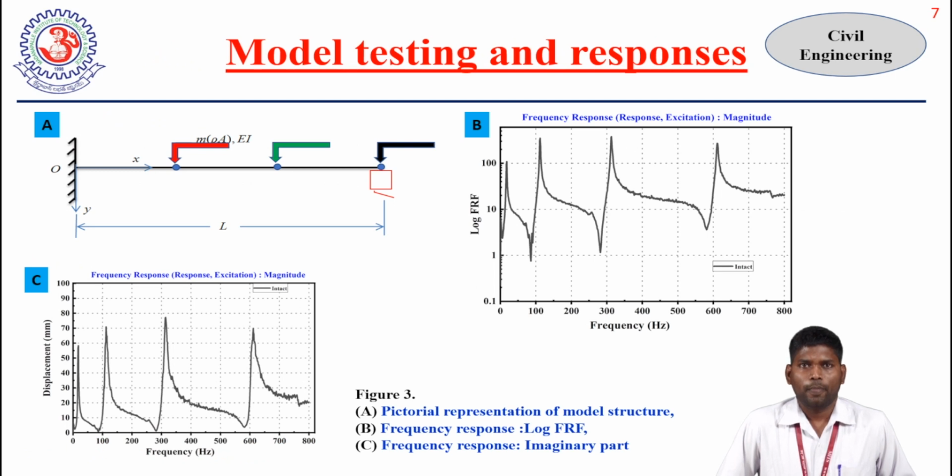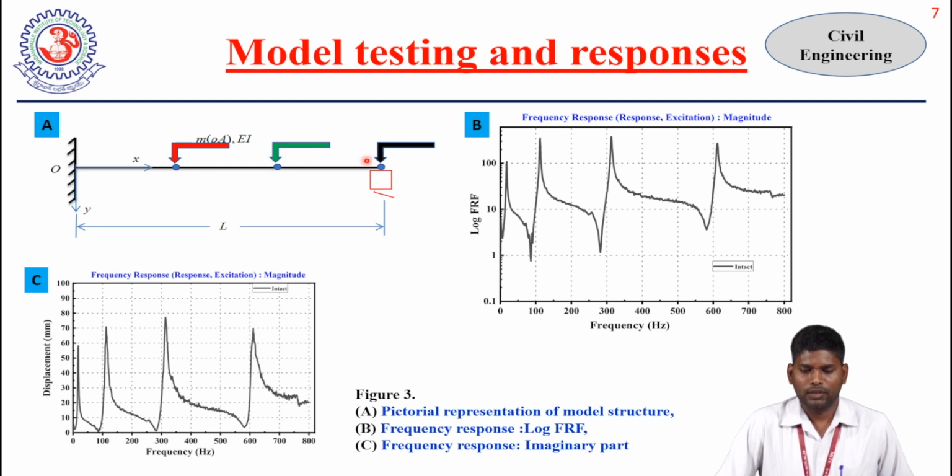So here a modal testing and its response is taken. This is a cantilever beam and we have taken 3 points. For these 3 points, we are going to record the response for this structure. It is connected with the accelerometer, indicated by red, and here this is the hammer, with black, green and red.